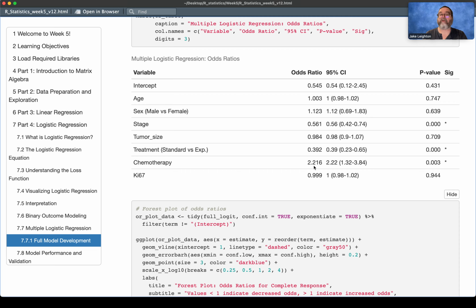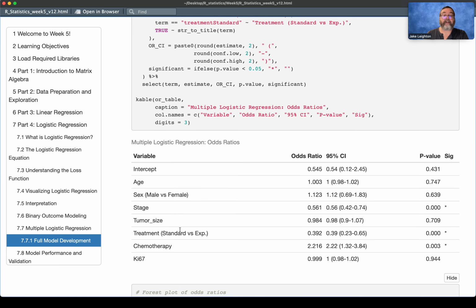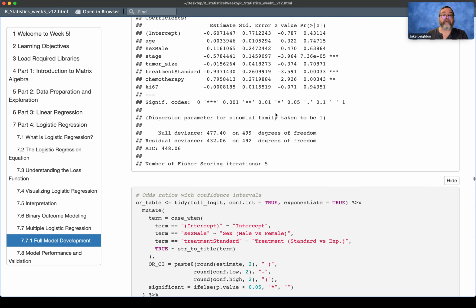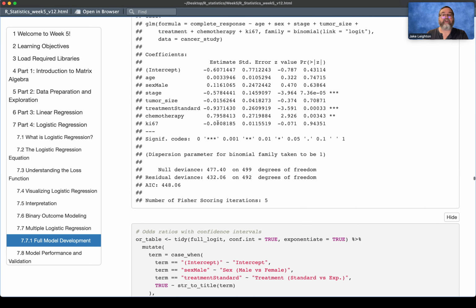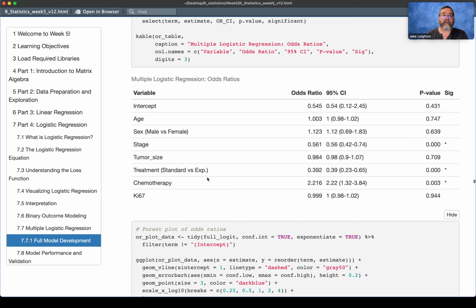2.216 minus 1, because it's above 1, right, gives you 1.216, which would give you 121%. So doing chemotherapy would be about 120% higher odds, right? Whereas the standard treatment would be 1 minus, so you're looking at about 61% negative if you have the standard treatment over the experimental. Because remember, once you calculate that, you look at positive or negative in the estimate to see which direction you're going. So this all makes sense.